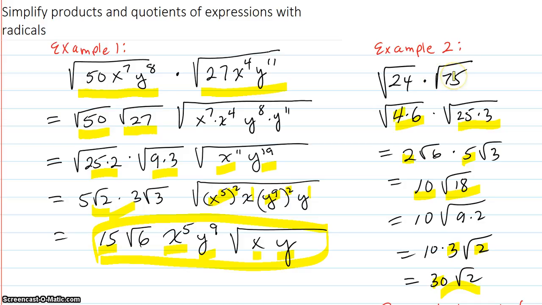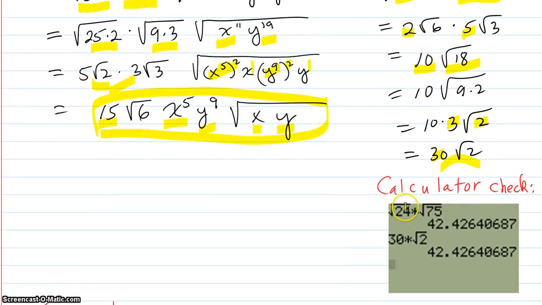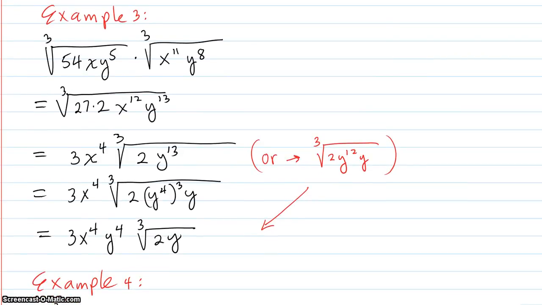Now in these numerical ones, you can run a calculator check, and that means just take the originals, you multiply them together, you get this. Take the answer, multiply them together, you get this. Checks out. It's right. Then go on to example 3 here.